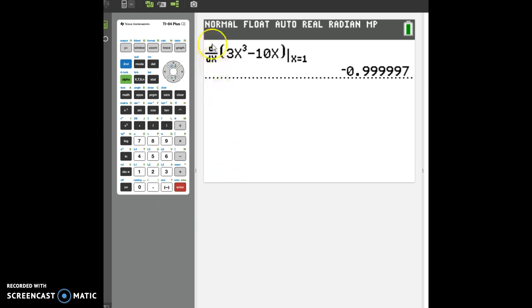So remember, all you have to do is type in d/dx, put in your function, and then the x value that you want to find the derivative of.